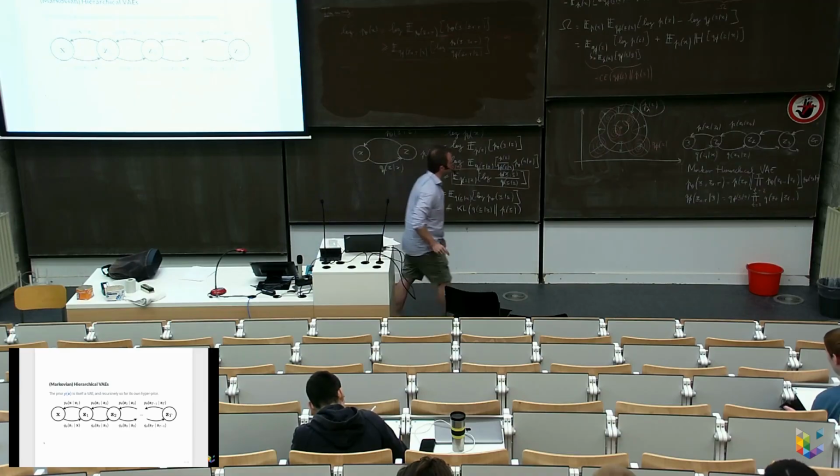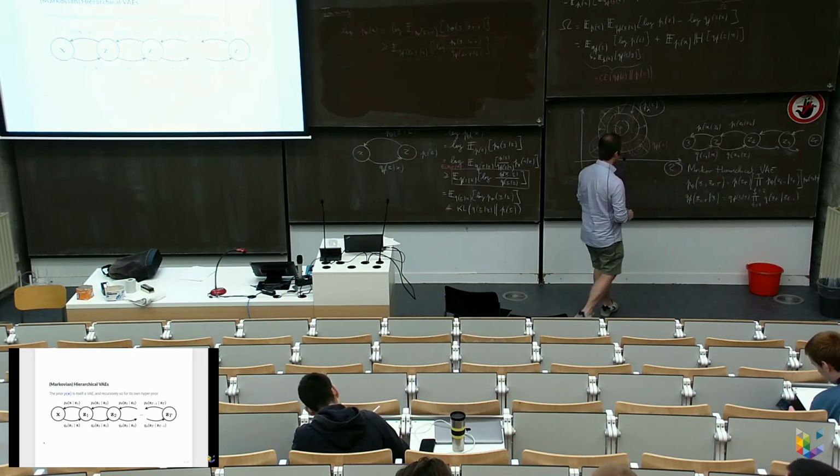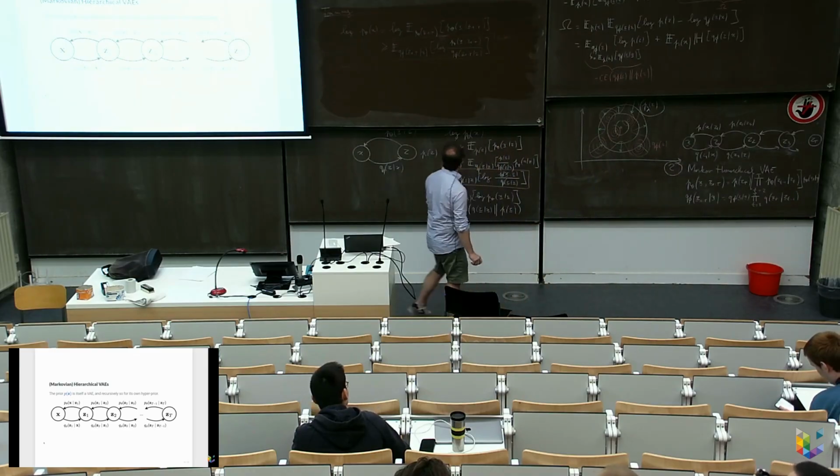Okay, so let me maybe structure this. So this was part 2. If 1 was VAE, 2 is Markov hierarchical VAEs.